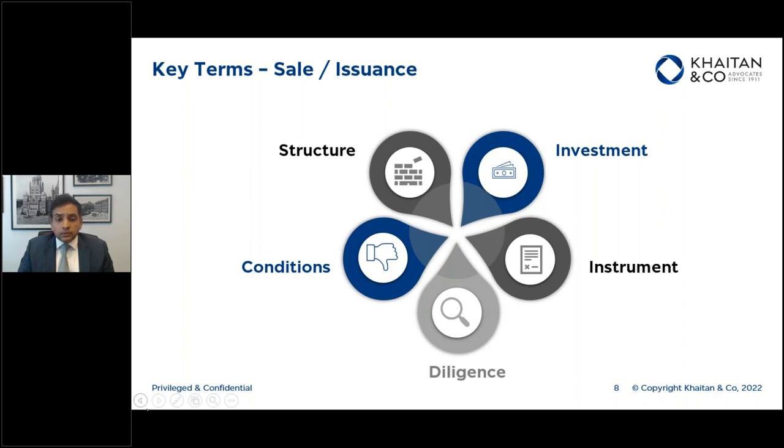And other conditions would include, while you may have limited information at this point in time, specifying that any third-party approvals, such as lenders or regulatory approvals, would be required for the parties to consummate the transaction.